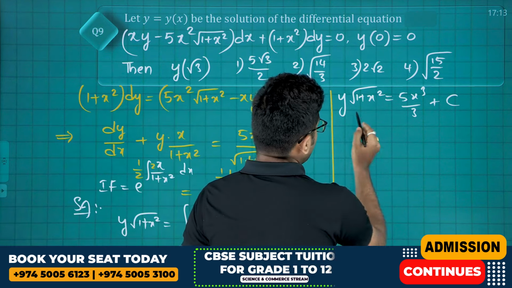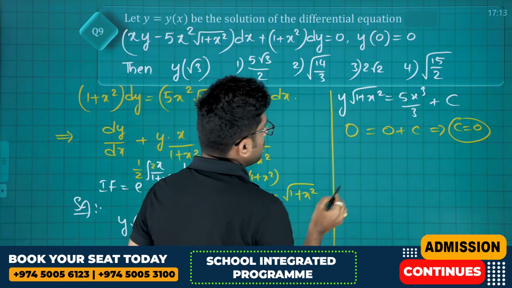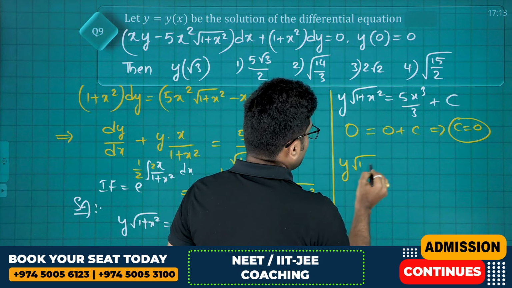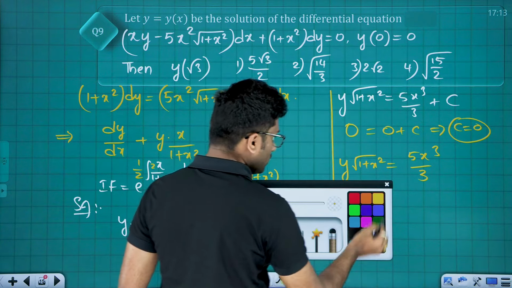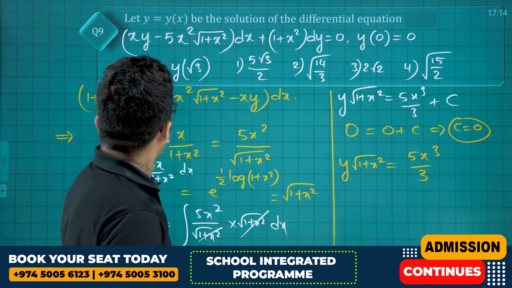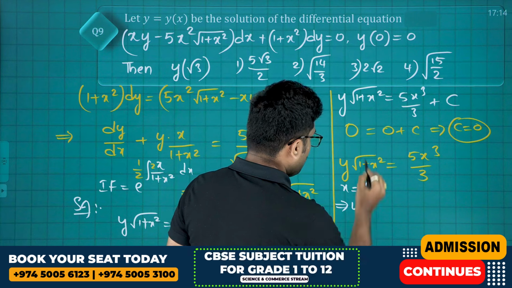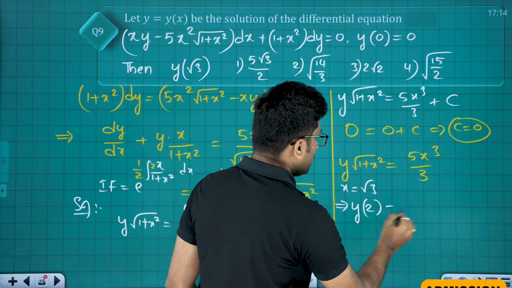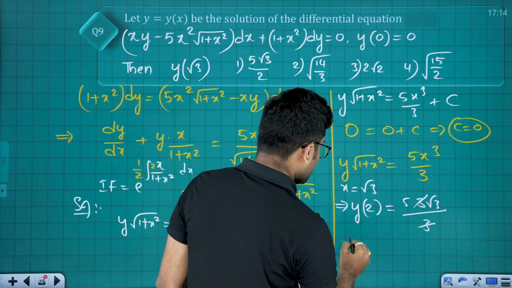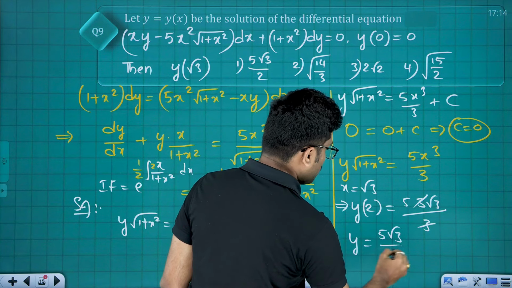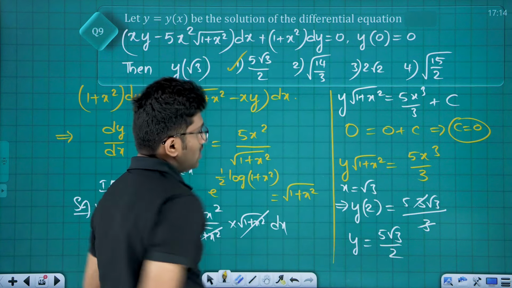So if you put 0 is equals to 0 plus c, which implies c is 0. Therefore what is the solution now? Solution is y into root over 1 plus x square is equals to 5x cube by 3 only. Now they are asking y value when x is root 3. So put x equals to root 3, which implies 1 plus 3, 4, so that is 2, y into 2 is equals to 5 into 3 root 3 divided by 3. 3 gets cancelled. Y is equals to 5 times root 3 by 2, which is option 1, friends.